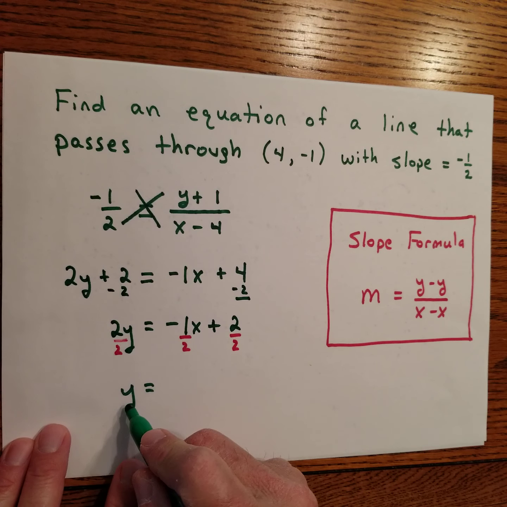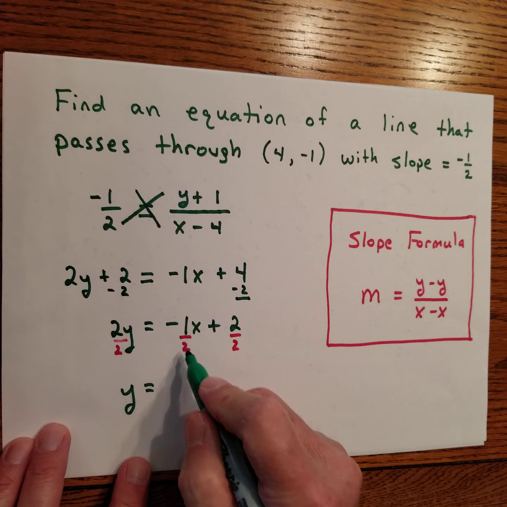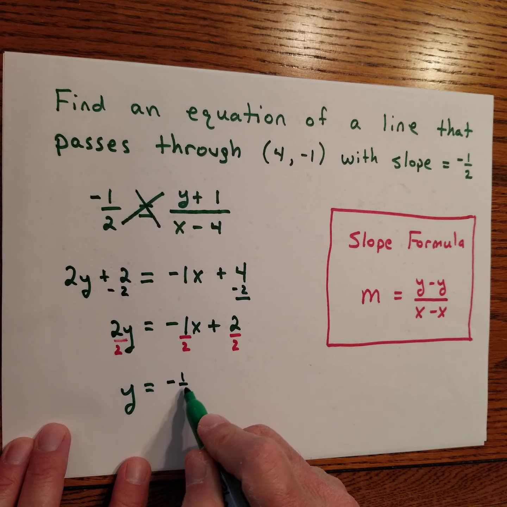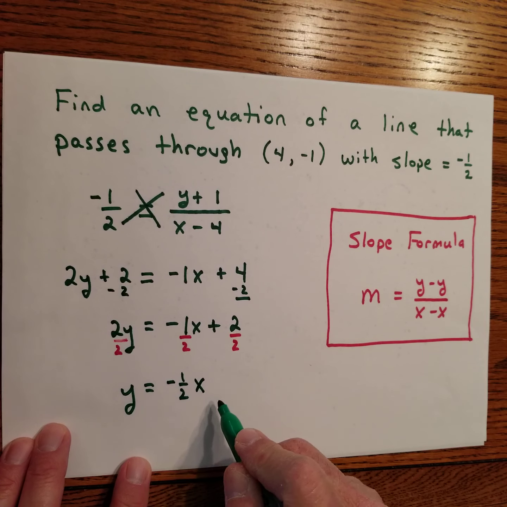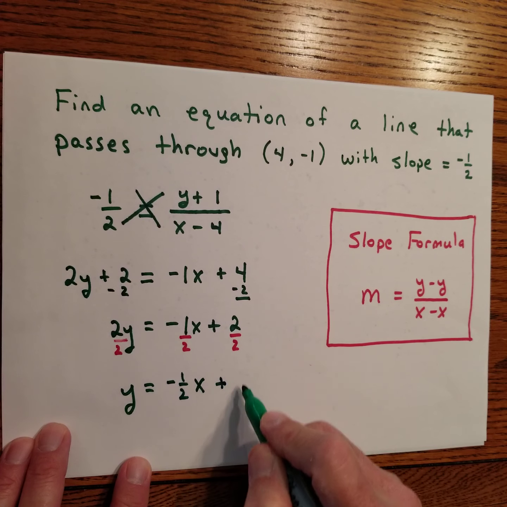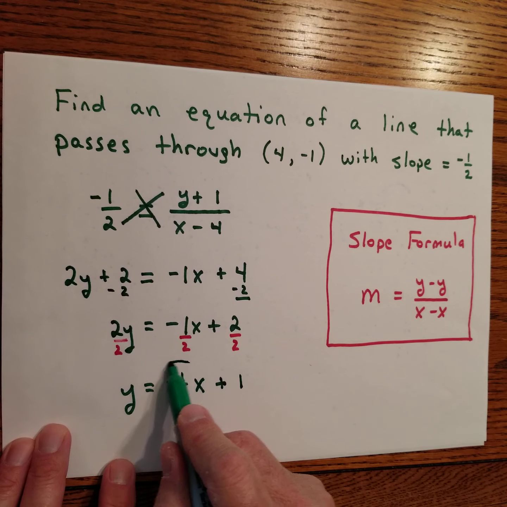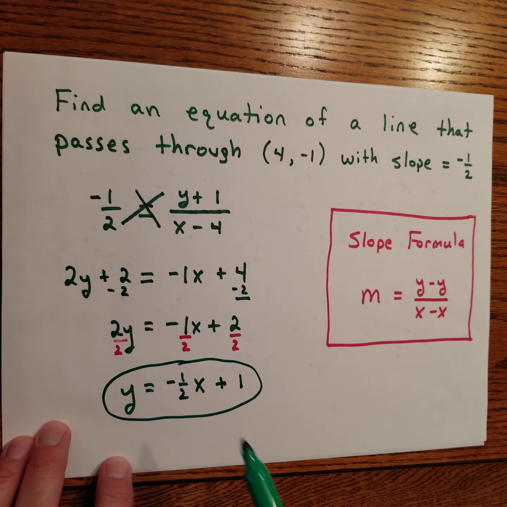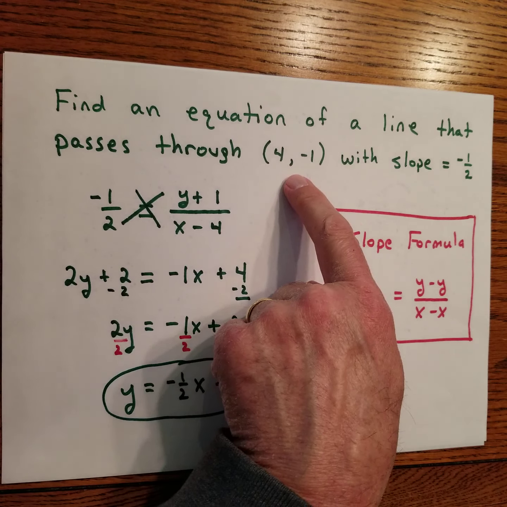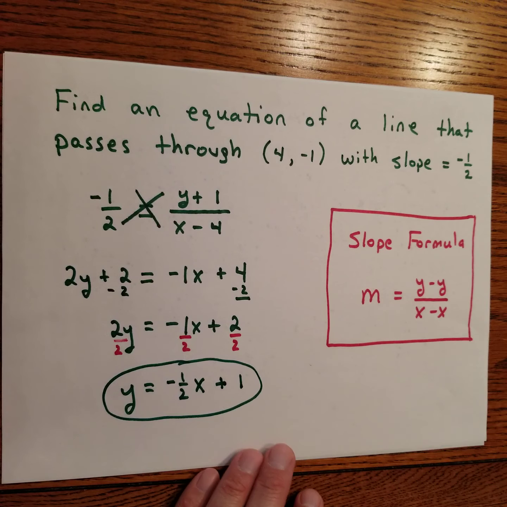Two divided by 2 is 1y. -1 divided by 2, I'll just leave like that. And 2 divided by 2 is 1. There's the equation of the line that passes through this point with this slope.